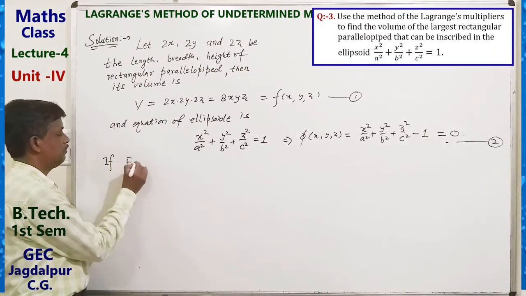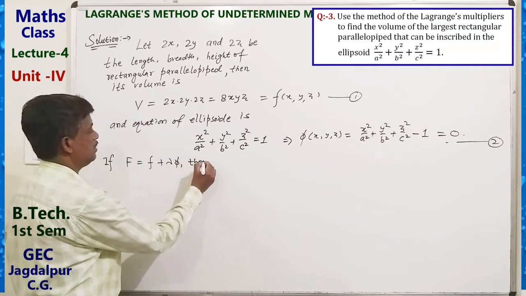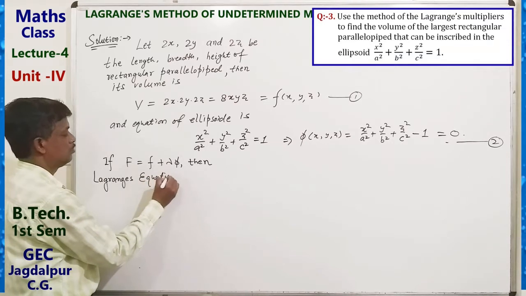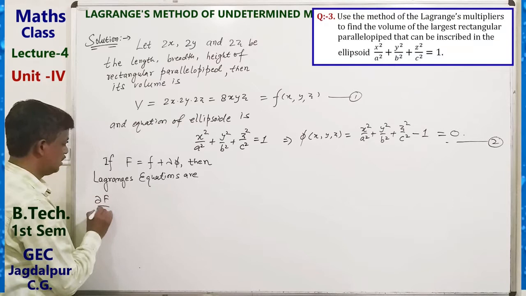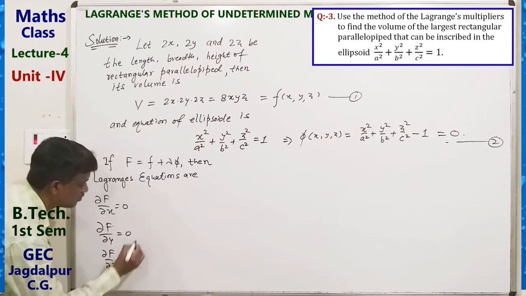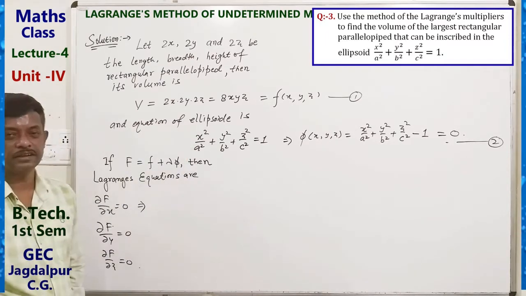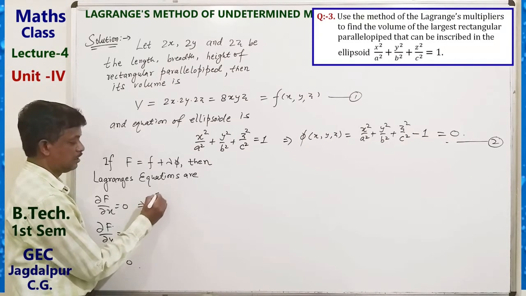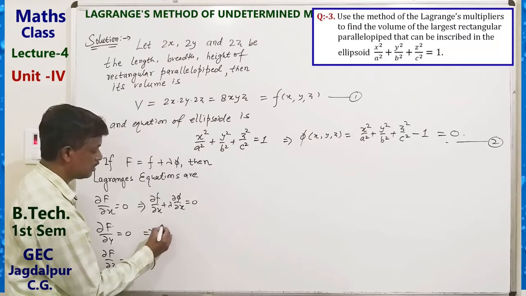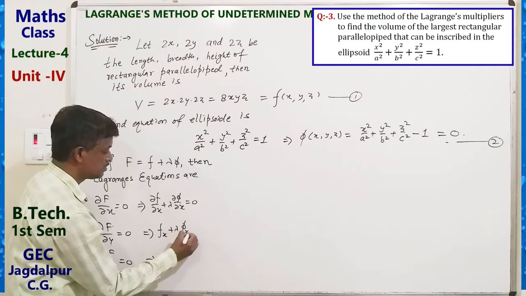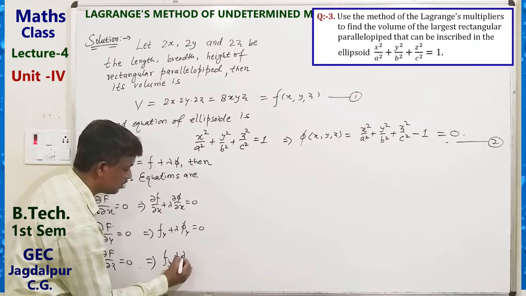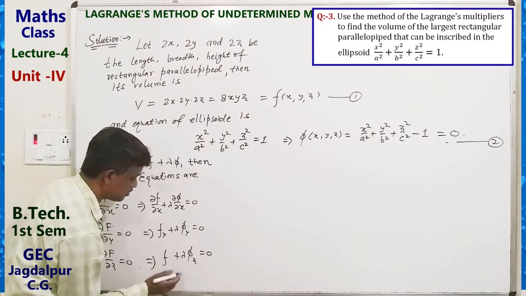If F equals f plus lambda phi, then Lagrange's equations are del F by del x equals to 0, del F by del y equals to 0 and del F by del z equals to 0. Here we see that del f by del x plus lambda del phi by del x equals to 0. Similarly, in short we can write f_x plus lambda phi_x equals 0, and likewise with respect to y and z.